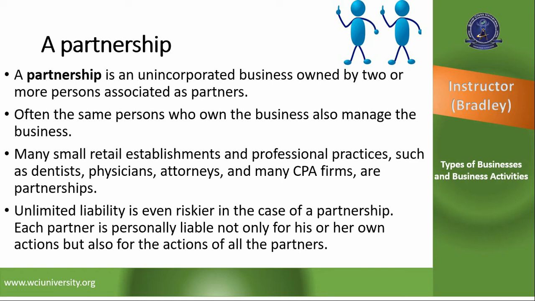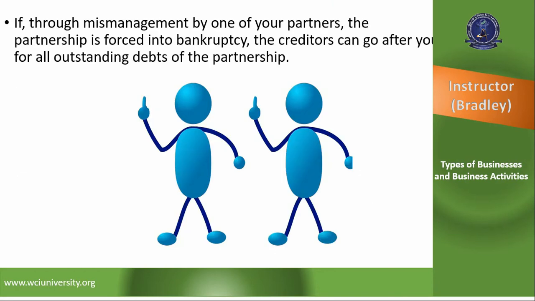Unlimited liability is even riskier in the case of a partnership. Each partner is personally liable not only for his or her own actions, but also for the actions of other partners. If, through mismanagement by one of your partners, the partnership is forced into bankruptcy, the creditors can go after you for all outstanding debts of the partnership.